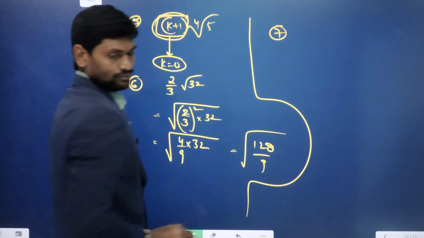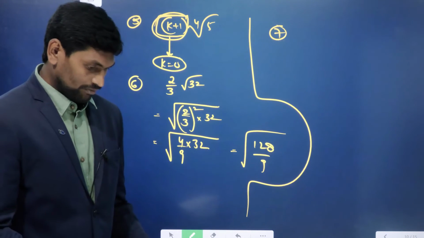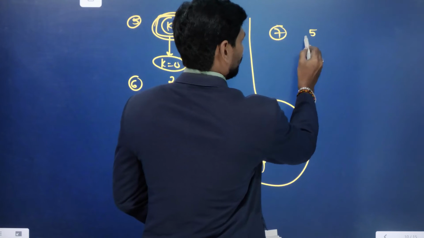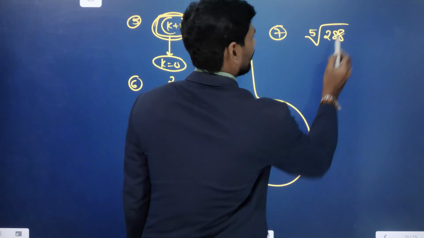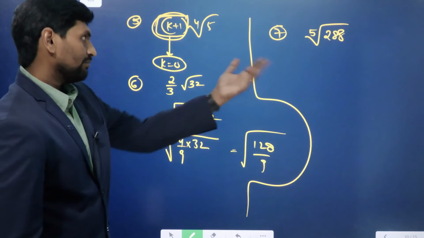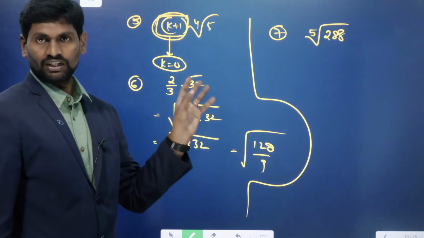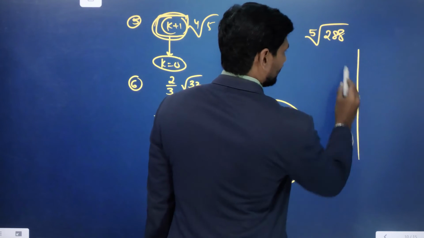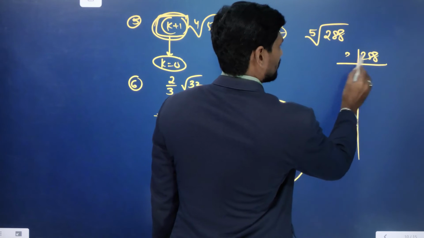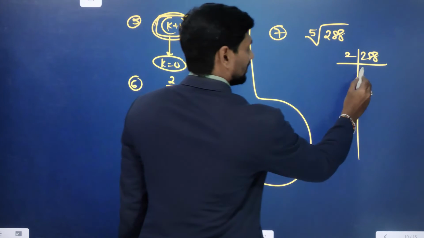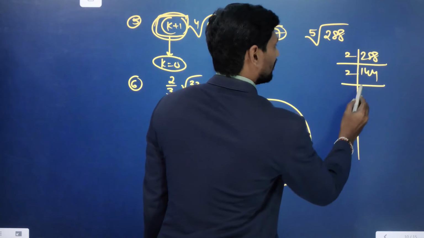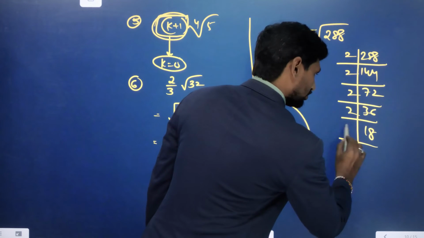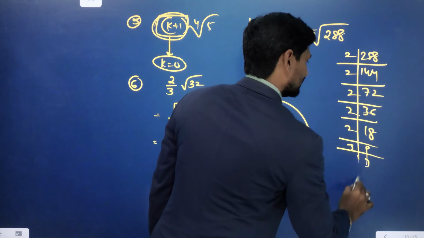Now let us go to the 7th problem. That is the simplest form of 5th root 288. Simplest form means we need to convert it into the smallest term, like mixed surds. So 288 can be written as a product of primes by doing prime factorization. It is 144. 2 twos are 4, 72, 2 table 36, 2 table 18, 2 table 9, and then 3 into 3. 3 ones are 3.